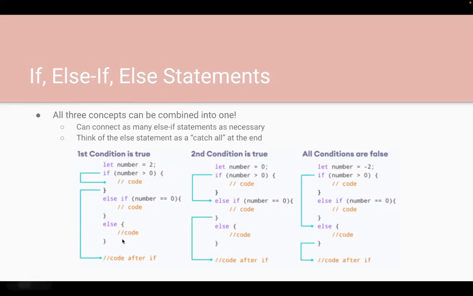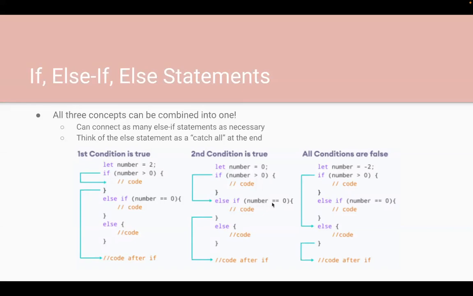So if we go through this code right now with the number 2, if the number 2 is greater than 0, we're going to go through this code. So here it's just going straight to this code. But if the number is 0, we're going to go through this first if statement. Is the number 0 greater than 0? No, it's not. So now let's go to the else if statement.